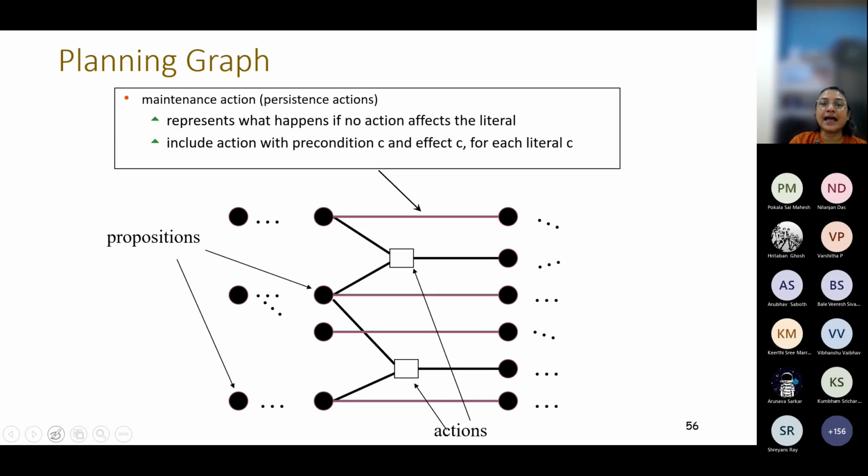Now, as I told you, we have maintenance actions or persistence actions, which represent that for every proposition, if no action is taken, then that proposition will continue to hold in the next level. So a maintenance action represents what happens if no action affects that literal. And we include an action with precondition C and effect C for each literal C.